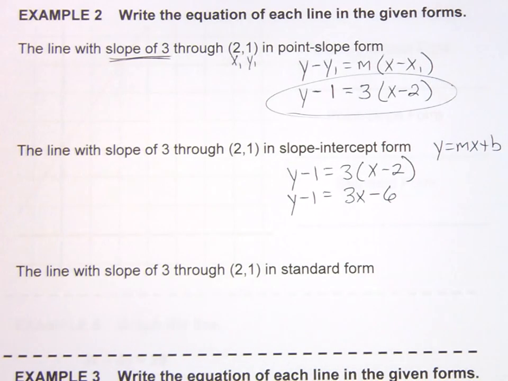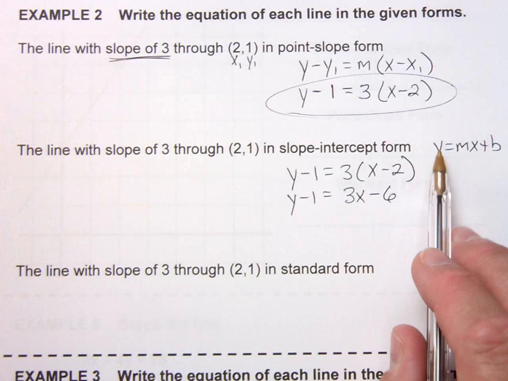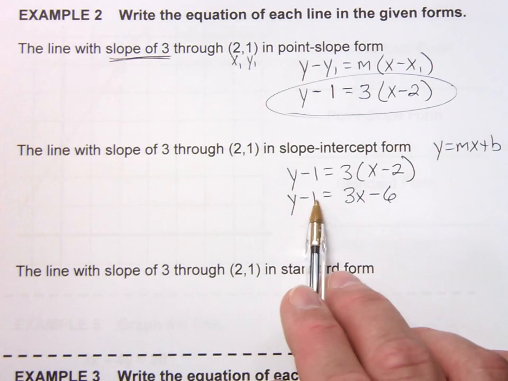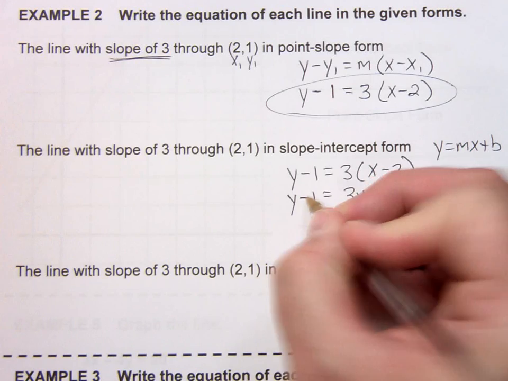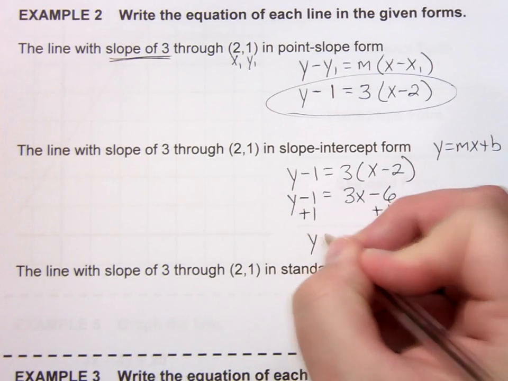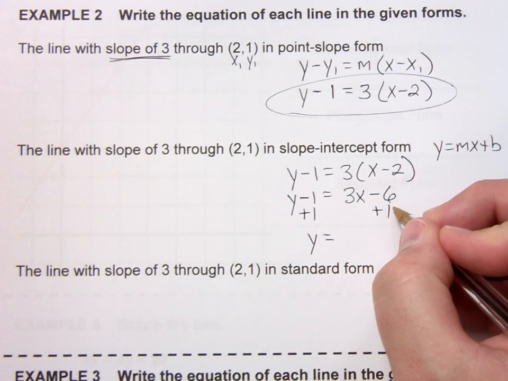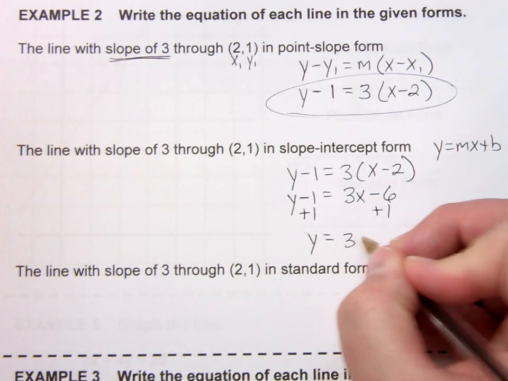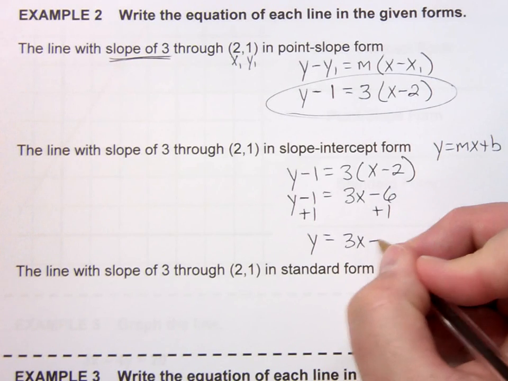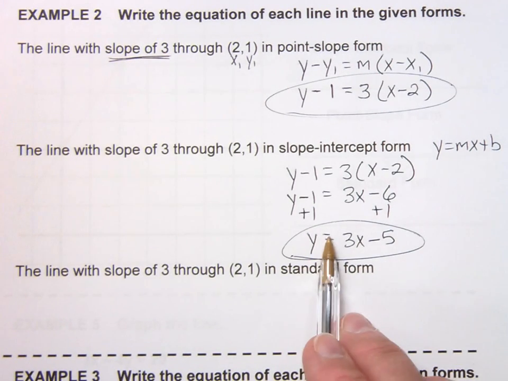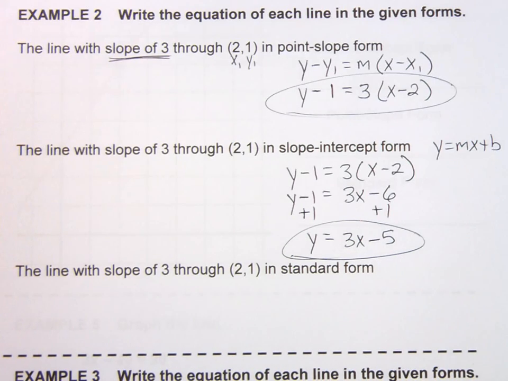The next step, in slope-intercept form, y is all by itself on the left side of the equation. So I want it to be all by itself here. I have to get rid of that 1. Since it is being subtracted, I will do the opposite, and I will add 1. If you add 1 on one side, you need to add 1 to the other side, and I make sure to add it here where it's a like term. So negative 6 plus 1 is negative 5. And there's our slope-intercept form, y equals mx plus b.